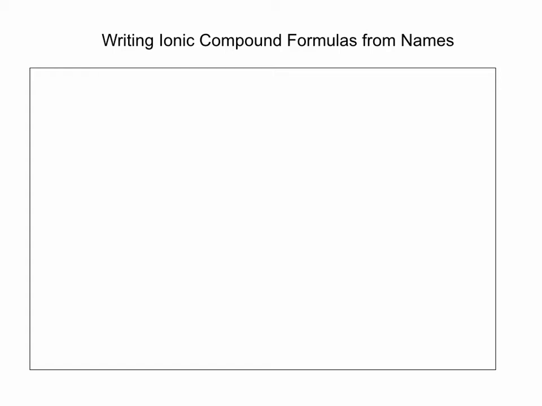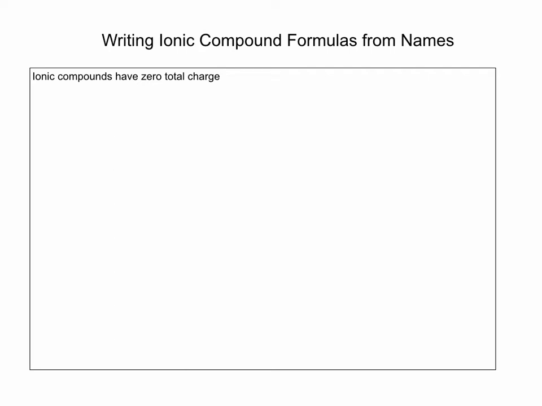Now let's go the other way. If you're given the name of an ionic compound, how would you write the formula? And the important part of this is that you remember this rule. Ionic compounds have zero total charge. So when we write an ionic compound, the compound must have zero charge.